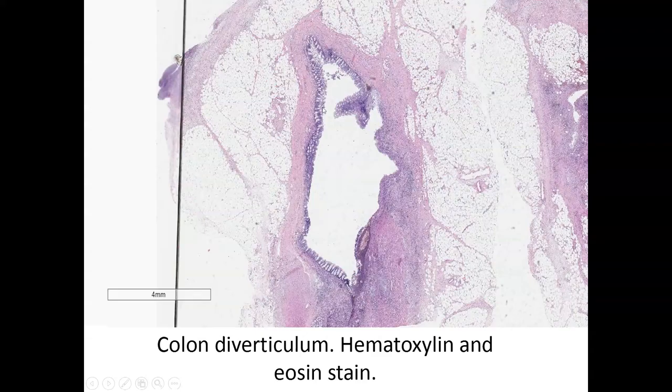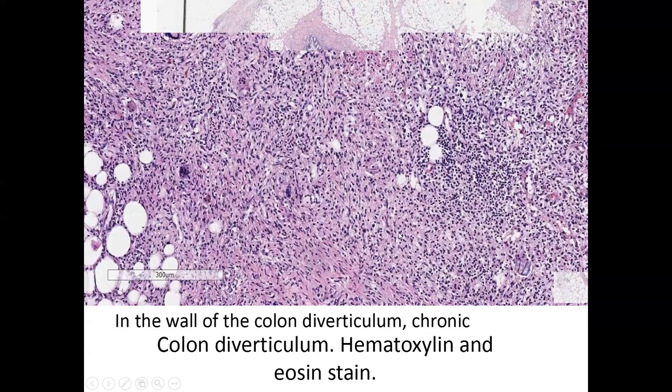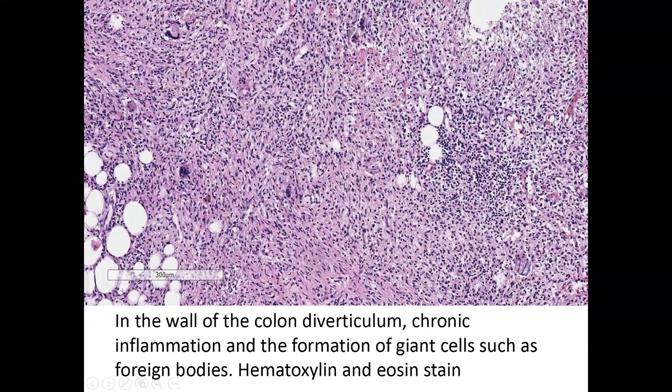So here you see colon diverticulum, at low magnification. We see this area of diverticulum, and the hematoxylin eosin stain shows chronic inflammatory infiltration of the colon's wall. Under high magnification, we see that in the wall of the colon diverticulum, chronic inflammation and the formation of giant cells. Here, look, giant cells, giant cells. Sometimes these giant cells are like foreign bodies. And also see some inflammatory infiltrate, like lymphocytes and plasma cells here.